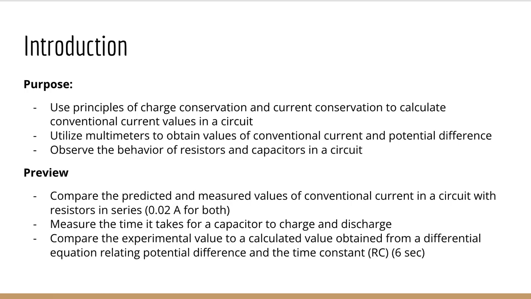In a preview of the results, we want to compare the predicted and measured values of conventional current in a circuit with resistors in series, which was 0.02 amps for both, and then we want to measure the time it takes for a capacitor to charge and discharge. We also want to compare the experimental value to a calculated value obtained from a differential equation relating potential difference and the time constant, or RC, which was 6 seconds.